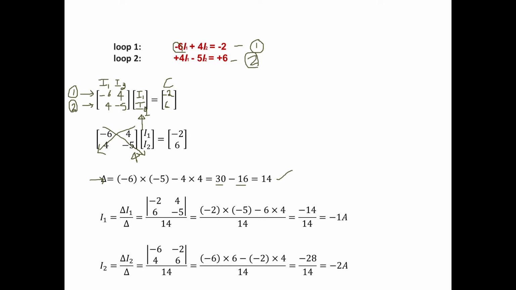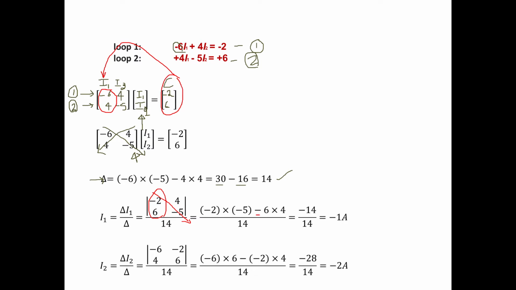So how do you find I1? I1 is equal to delta I1 by delta. What do we mean by delta I1? Delta I1 means remove the column of I1 and replace that column with the constants. So you have to remove minus 6 and 4 and replace them with minus 2 and 6. See here, this is called delta I1. After that the procedure is the same. Multiply these two numbers.